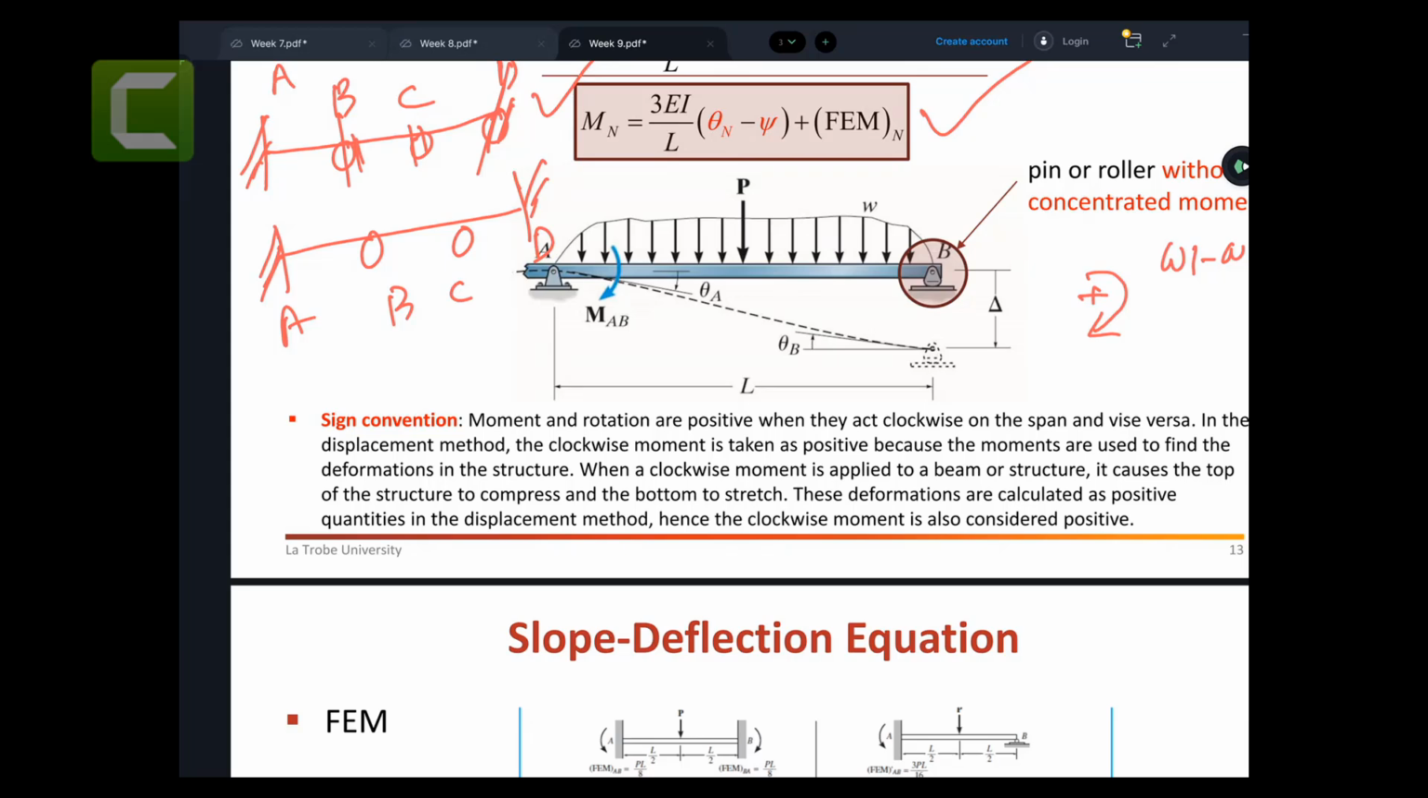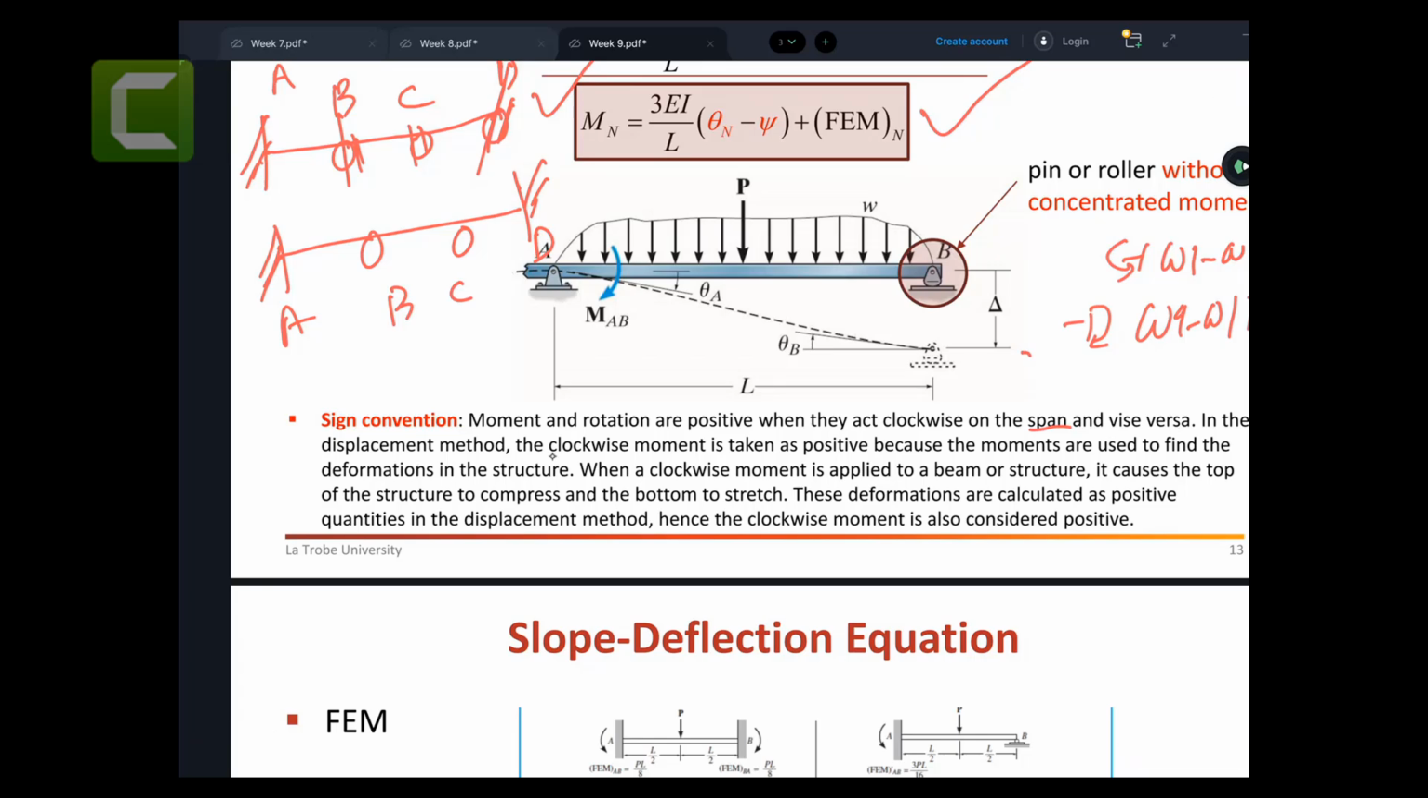Now from week 9 to week 11, three weeks, we are going to use a different convention where clockwise is positive. Someone might say it's quite confusing, since all the methods we previously learned used anti-clockwise positive. How do we remember that in the exam or assignments? You can put a note somewhere saying anti-clockwise is for weeks 1 to 8, and clockwise for these topics. I put the details as well: moment and rotation are positive when they act clockwise on the span, and vice versa.